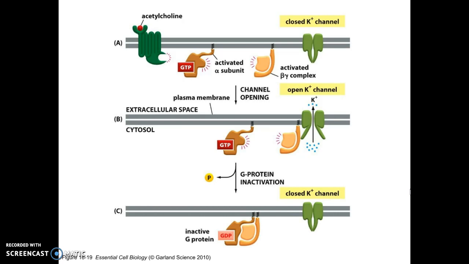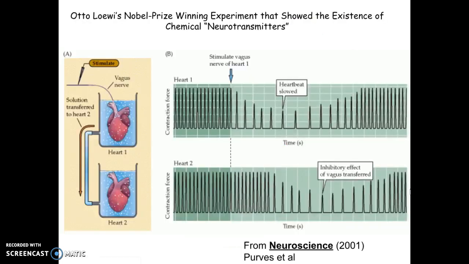This is that Loewi experiment with the two frog hearts that was the first demonstration of neurotransmitters. The stuff that he called vagus stuff was the acetylcholine released by the vagus nerve that slowed down the heart. So we talked about that before, and now we know a little bit more about the actual mechanism by which the acetylcholine was causing the heart to slow down.